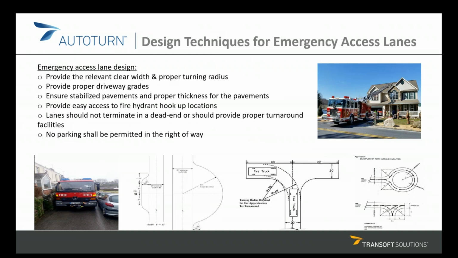Emergency access lane design includes providing proper clear width for the road and proper turning radius. Most of the guidelines specify a clear width not less than 20 foot and a centerline radius not less than 42 foot 6 inches. Another factor is to provide proper driveway grades. Most of the guidelines recommend to consider a grade change of less than 1 in 12.5 over a length of 15 meter to be favorable.